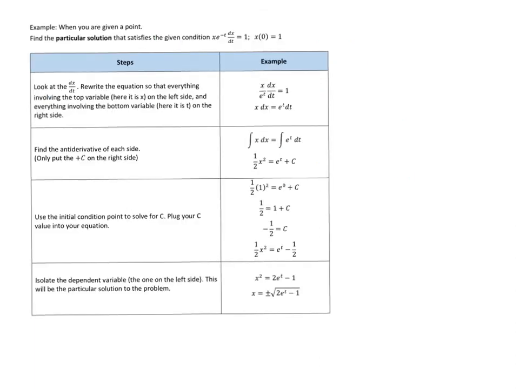A problem that asks you to find a particular solution means that you need to figure out what the c value is. So a particular solution means we have a point. This would have to be given to you. And we're going to use it to find c.